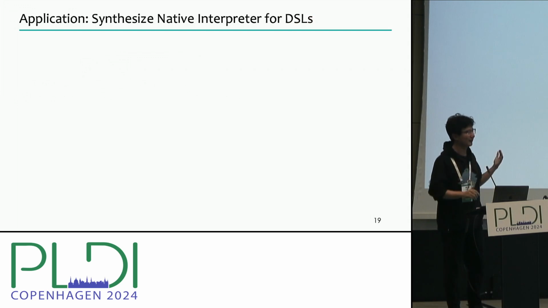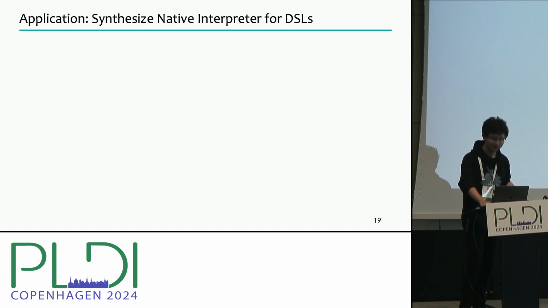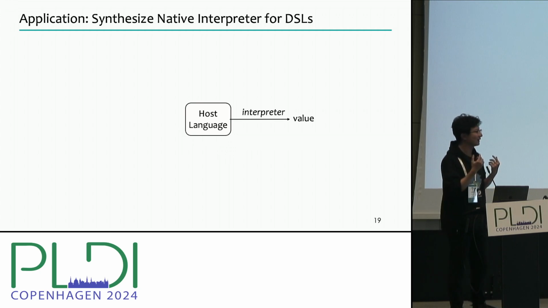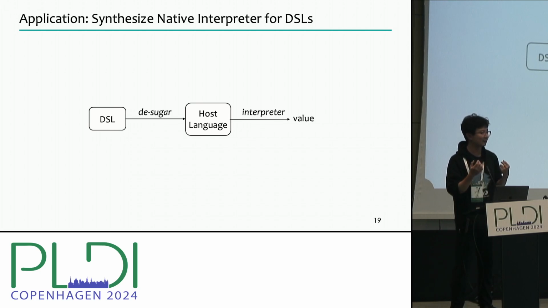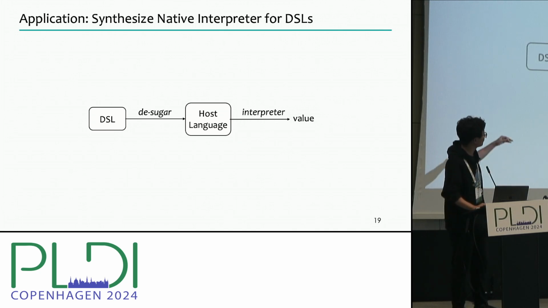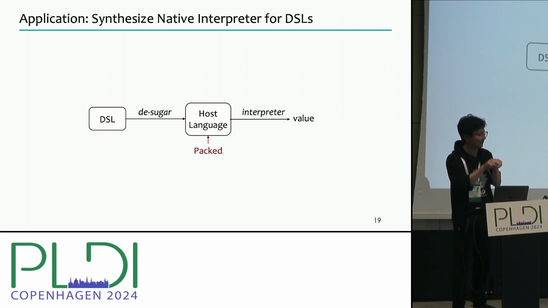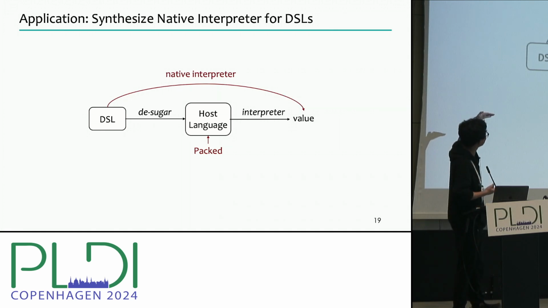Another very quick application is that SuFu can also be applied to synthesize native interpreters for simple DSLs. Suppose that we have a host language where we know everything. For example, we already know the interpreter of this language. And one day we construct some DSL over this host language using some syntax sugar, which means that we will know a desugar function from the DSL to the host language. What we can do here is to compose this desugar function and the interpreter, and then mark the intermediate program in the host language as packed. Then SuFu will help us eliminate it and generate a native interpreter from the DSL directly to the values.